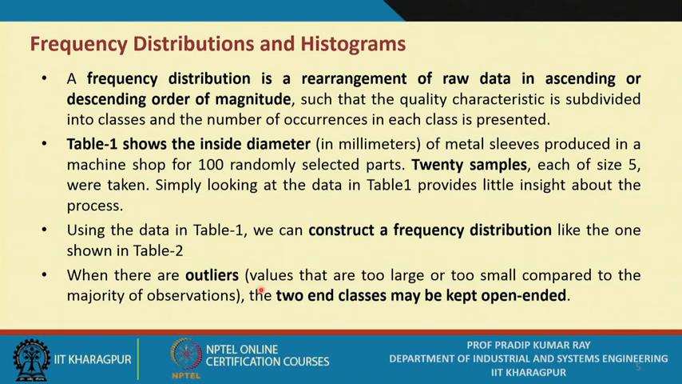When there are outliers, the values that are too large or too small compared to the majority of the observations. I repeat, that means there will always be outliers. When you start collecting the data, due to some reasons, you will find that some of the data points may be very small or very large compared to the majority of the data points. So they may be referred to as the outliers.